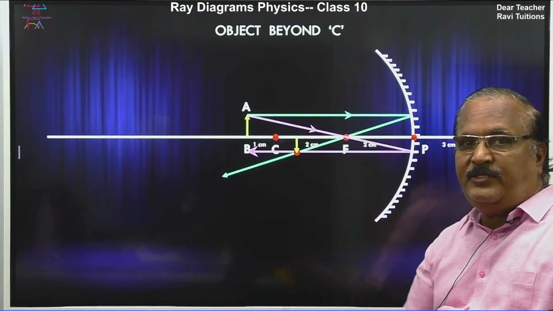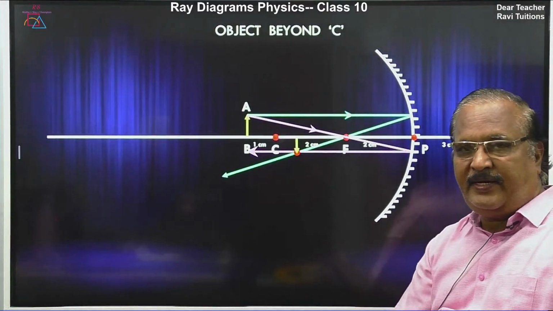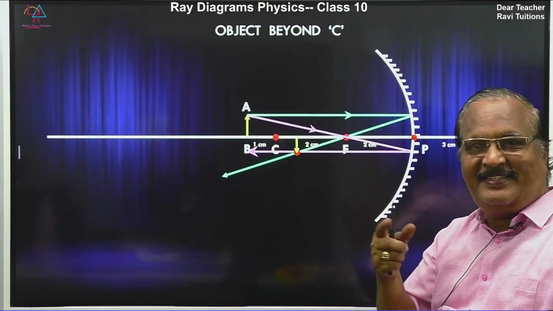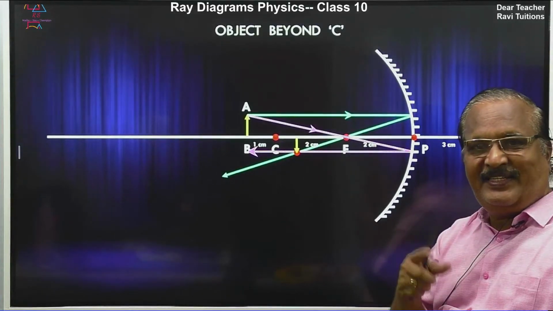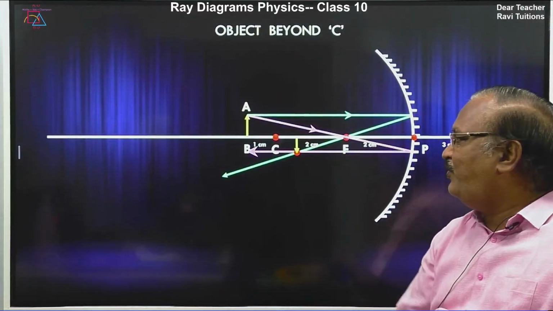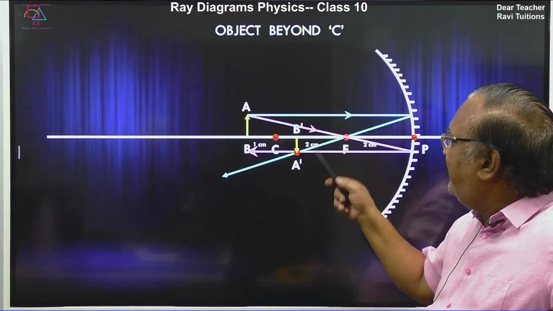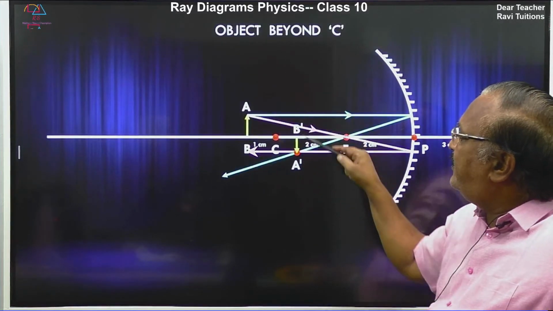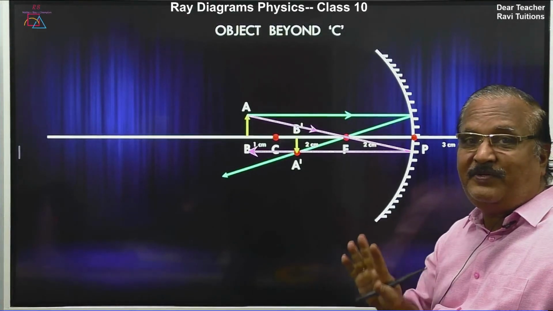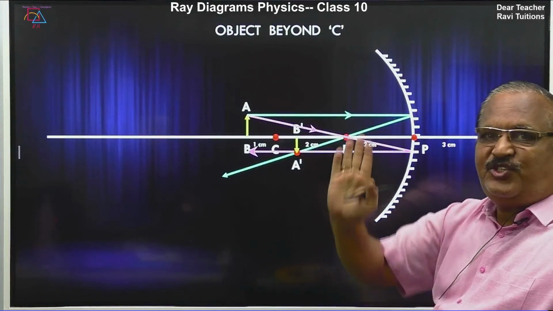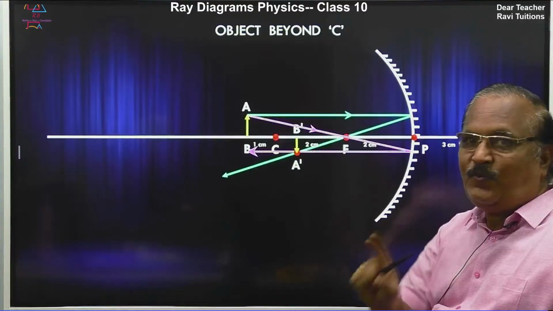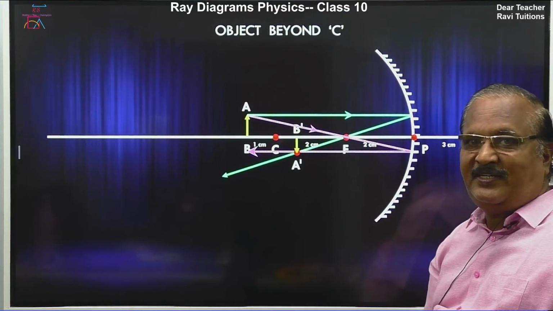Seeing this image, you should write where the image is located, whether it is real or virtual, and whether it is magnified, enlarged, diminished, or inverted. All these things you have to write. Then only you will get full marks. Here the arrow mark is on top for the object and down for the image, so it is inverted. Erect means straight, inverted means upside down. So one nature came: the image is inverted.